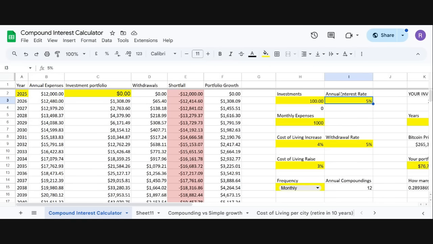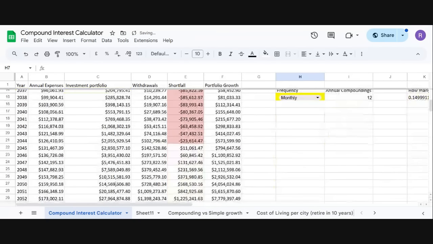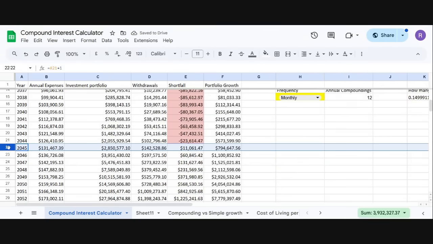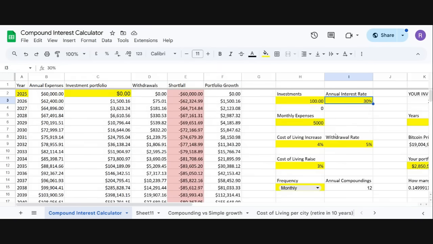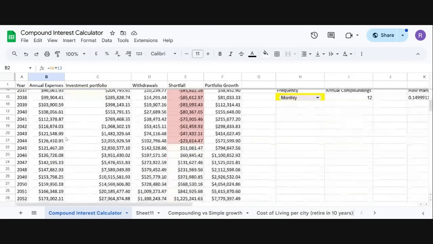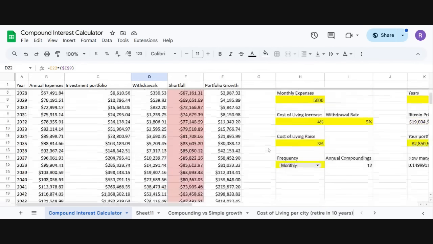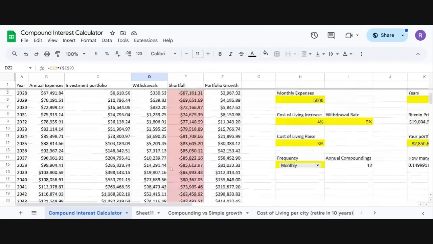If we go back to that 30% return, 4% cost of living increase, 5% withdrawal rate, you'll be able to retire by 2039. But let's say your expenses increase. Your expenses are $5,000 a month. Even with $5,000 a month, you'd be able to retire by 2045 if you put in $100 a month and Bitcoin gives you a 30% annual return. By the time you retire, your cost of living will have gone from $60,000 all the way up to $131,000, but your portfolio, based on your 5% withdrawal rate, will cover your entire expense.